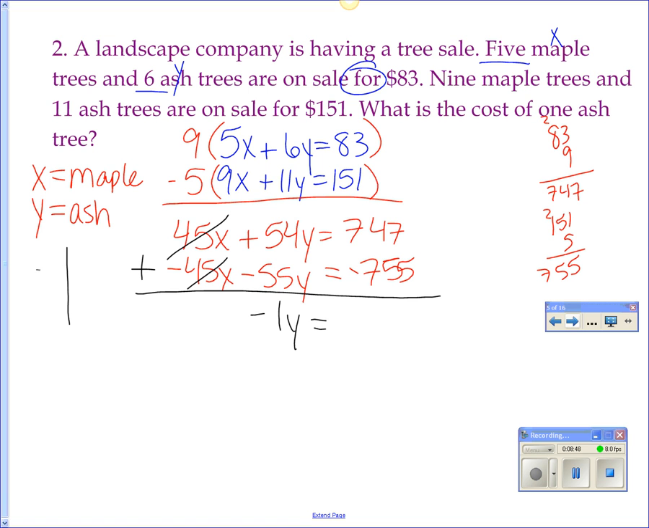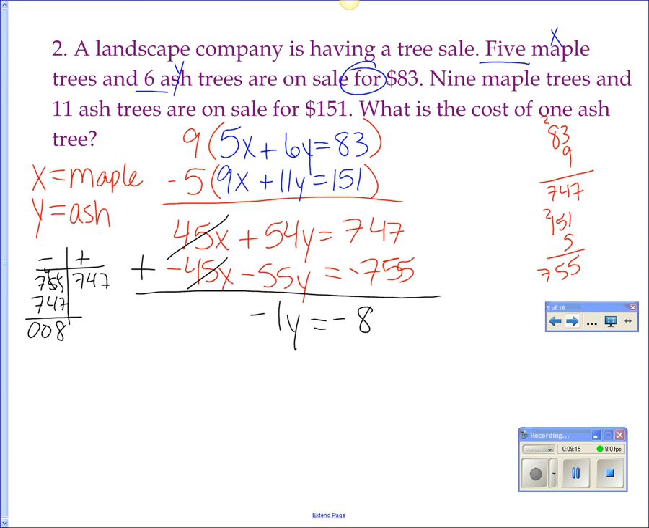We'll do my chart again. 747 is positive. 755 is negative. Move it, lose it. All right, I'm going to have to borrow. That's going to be a 4 and a 15. What's 15 minus 7? 8. 4 minus 4 is 0 and 0. So you get negative 8. Negative 8.